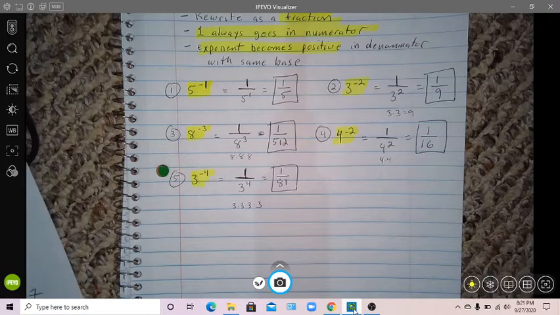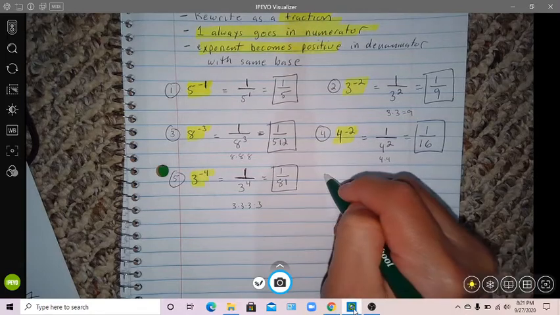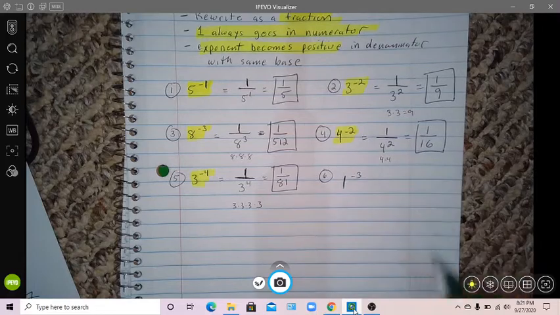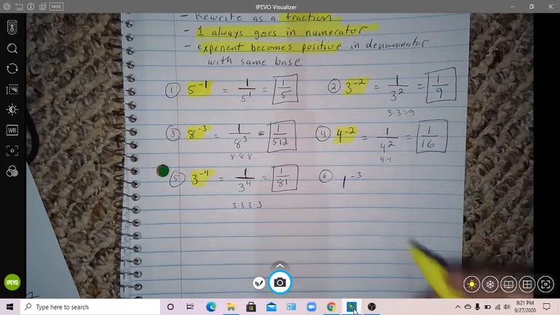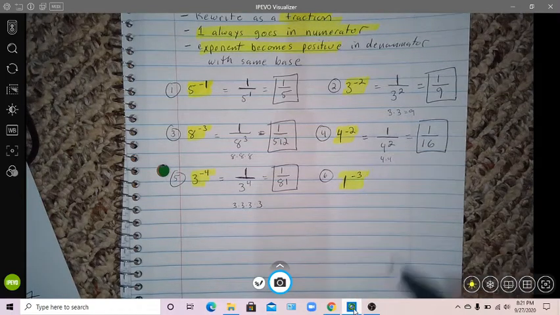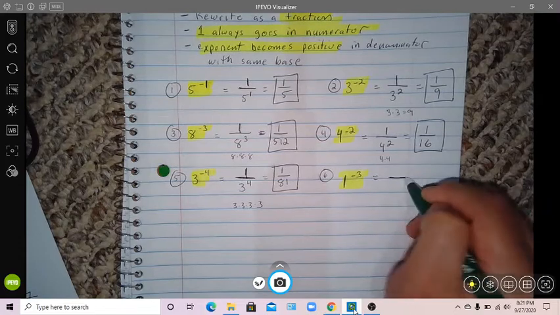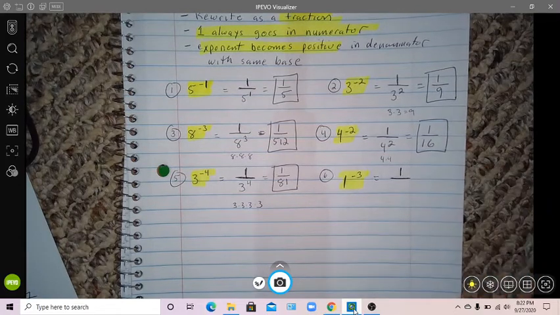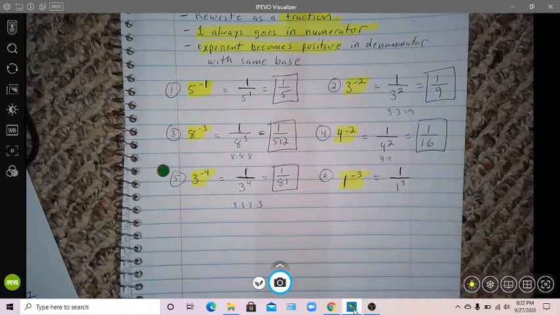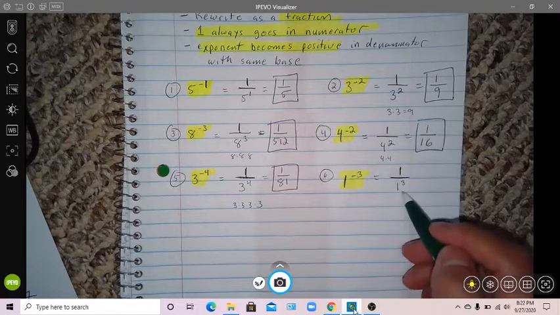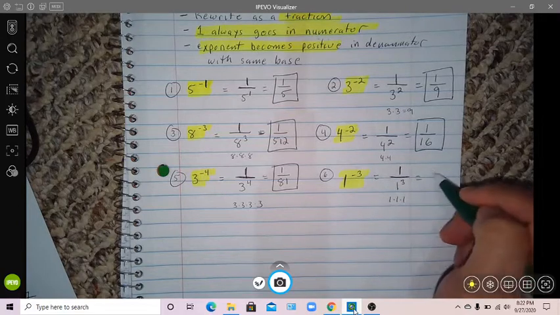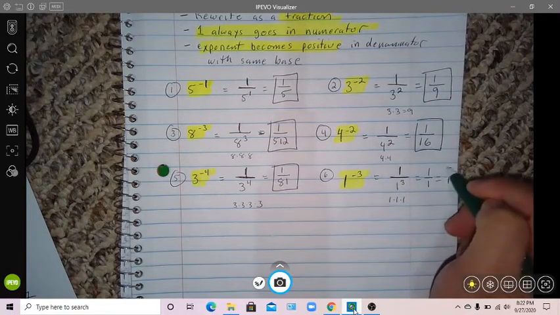Okay, and actually I'll just do one more here. Let's do number 6. I have 1 to the negative 3 power. Alright, so I'll make my fraction. 1 goes in the numerator. 1 to the positive 3 will go in the denominator. This is 1 times 1 times 1, which is 1. So I have 1 over 1, and 1 divided by 1 is just 1.